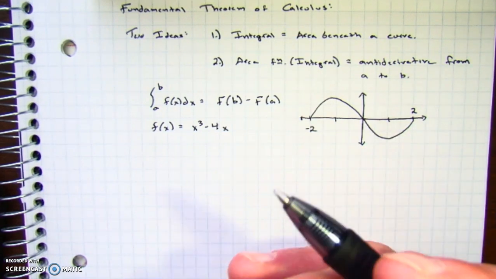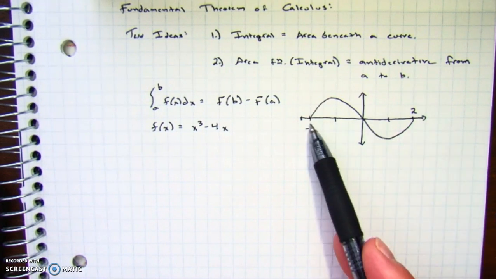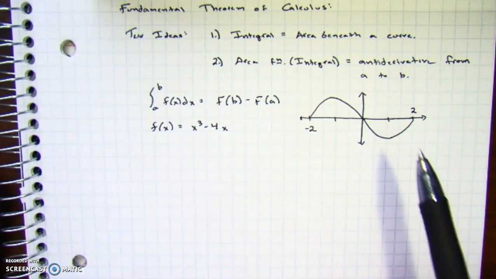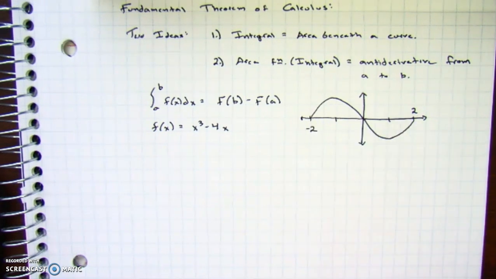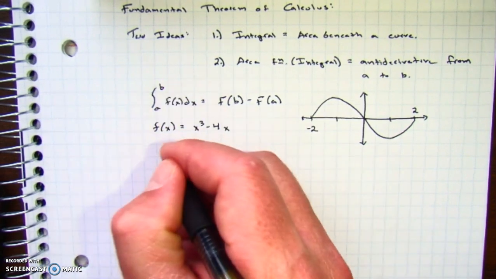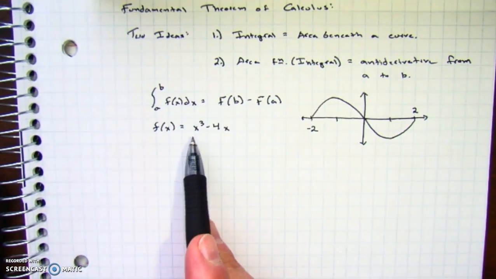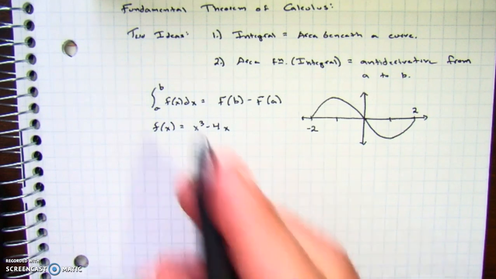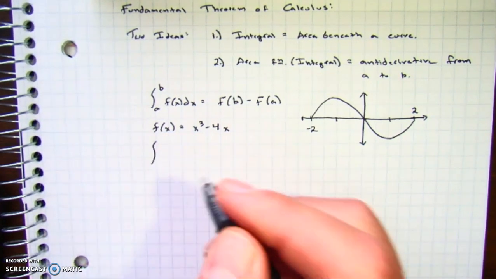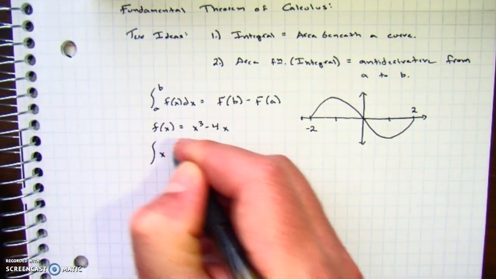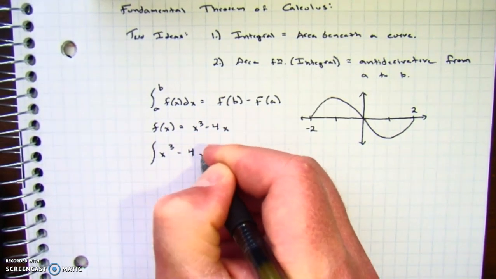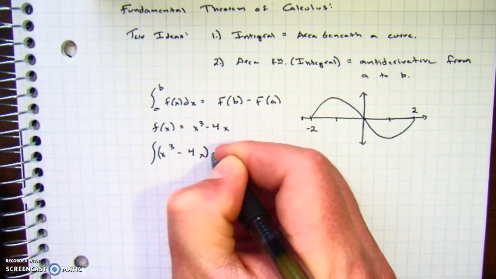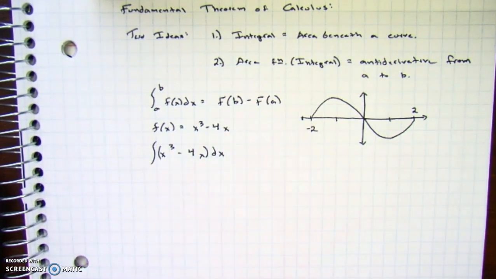So just for fun, let's break this up. Let's go from -2 to 0. Then let's go from 0 to 2. Then let's look at the whole thing from -2 to 2. So the first step is we've got to figure out what the antiderivative of this is. So I go little integral symbol of x cubed minus 4x, and then this would be dx.